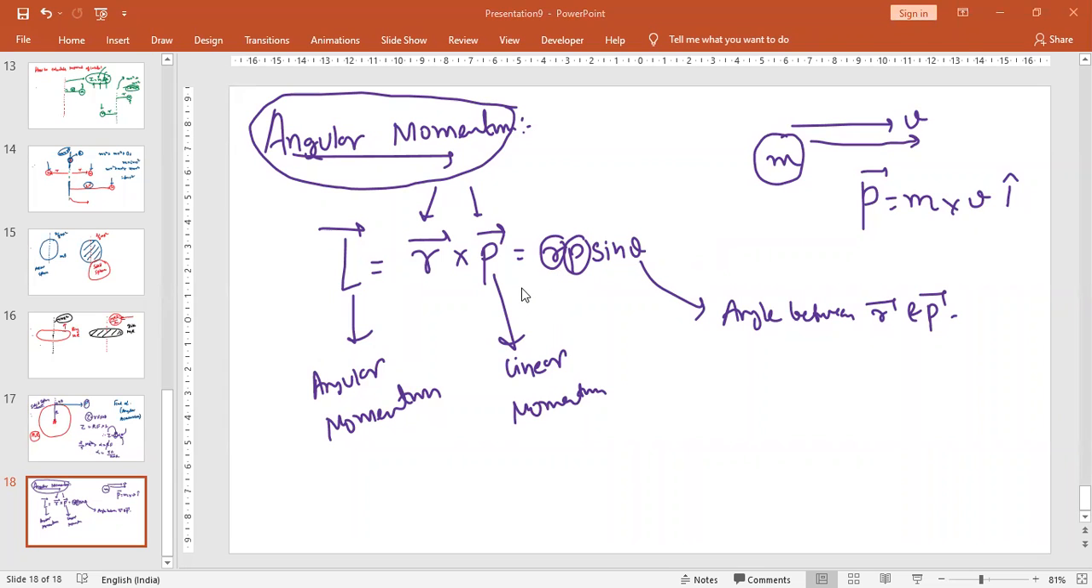Okay. So we'll complete this topic, angular momentum, today. Angular momentum is basically r cross p, or we can write r p sine theta. Yeah, Ram, I'll complete this topic and I'll end the class.